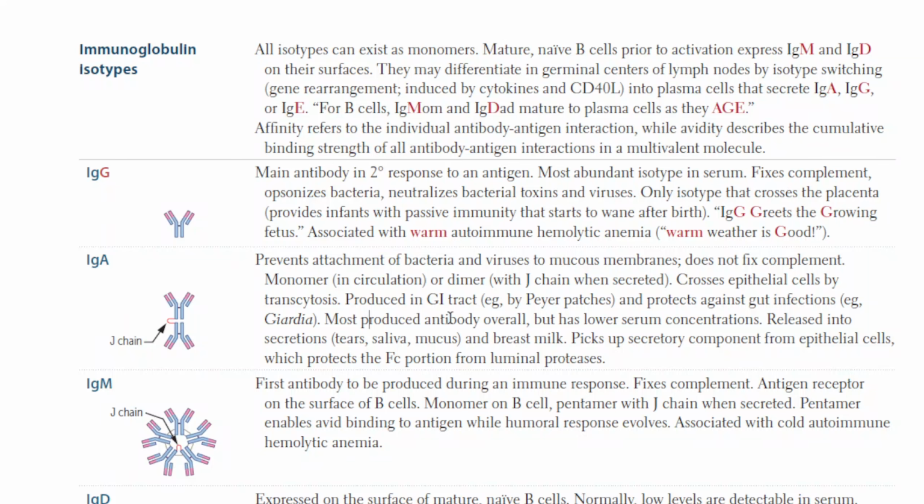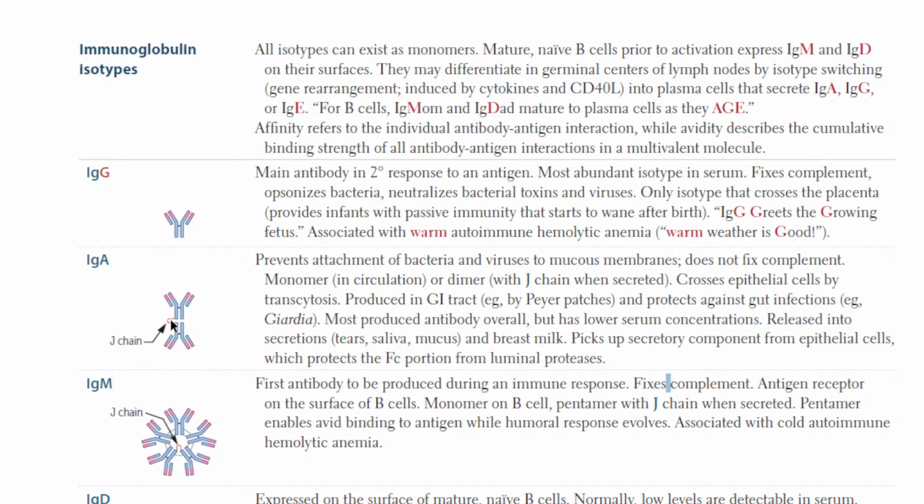IgA is the most produced antibody overall, but has lower serum concentration. It is released into the secretions like saliva, mucus, and tears, and it is very abundant in milk, especially breast milk. It picks up secretory components from epithelial cells, which protects the Fc portion from luminal proteases.